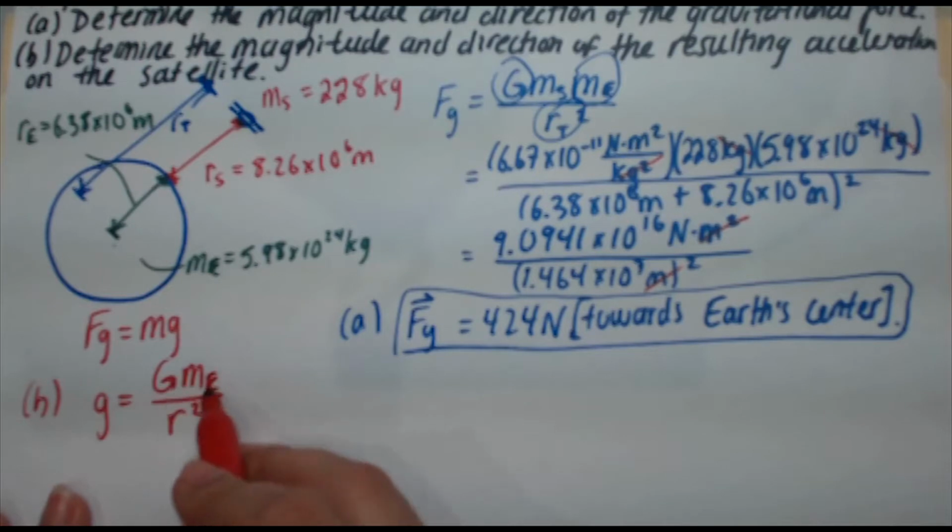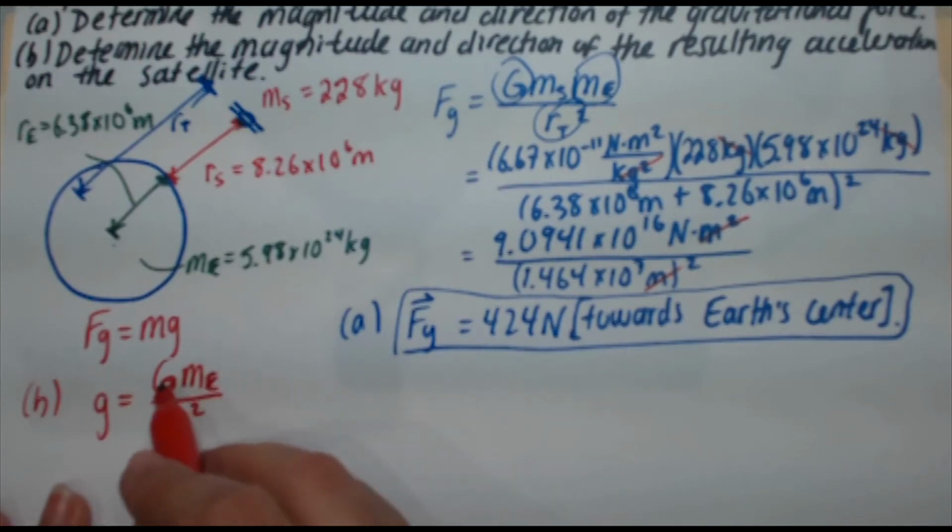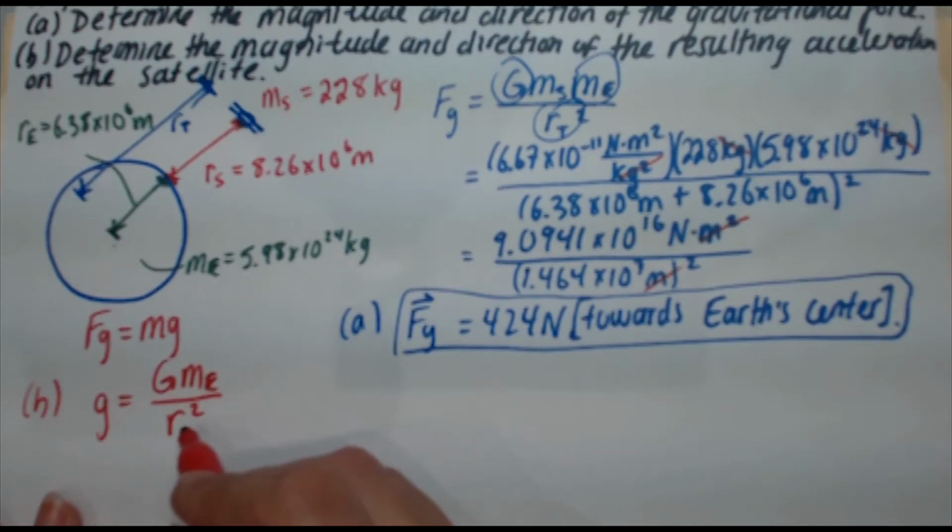Okay, so what's the mass causing the acceleration due to gravity? That's the mass of the Earth. G is your universal gravitational constant. R is the distance between the center of that object, the Earth, and where you are.